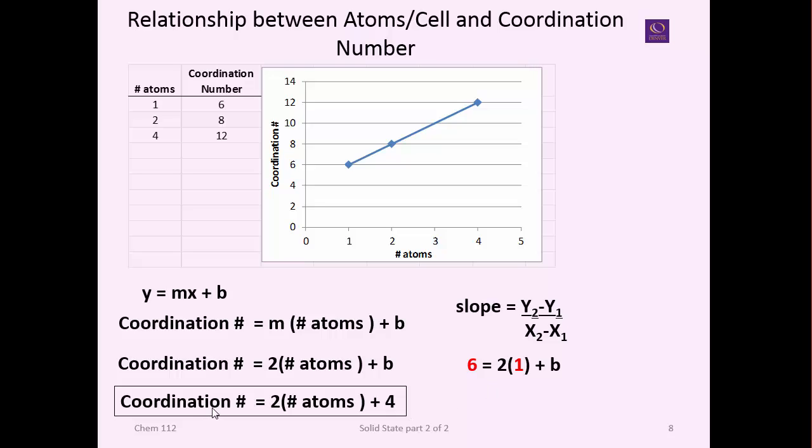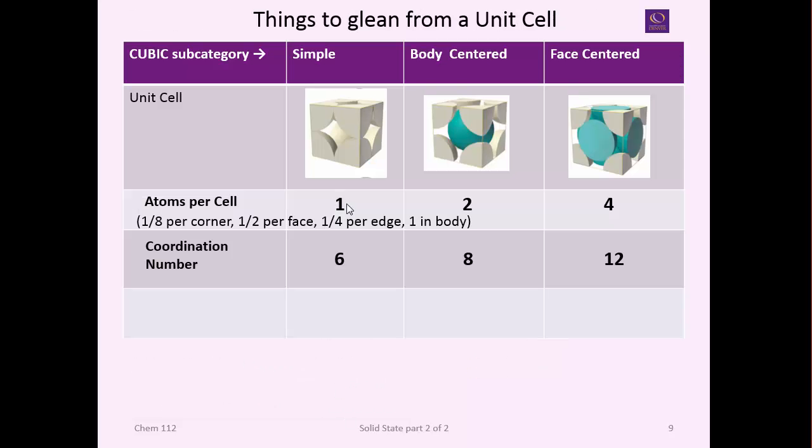So basically what you have is the coordination number is twice the number of atoms plus 4. And so this is an easier pattern just to remember this by. 2 times 1 is 2, plus 4 is 6. 2 times 2 is 4, plus 4 is 8. 4 times 2 is 8, plus 4 is 12. So that's the mnemonic to remember this.